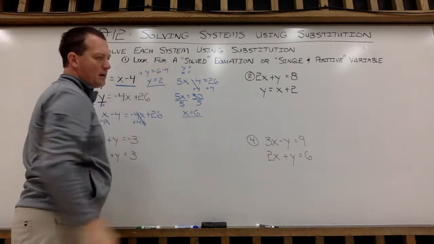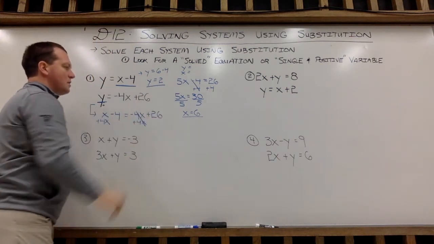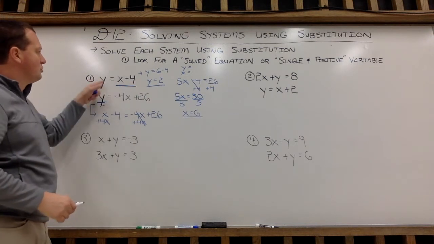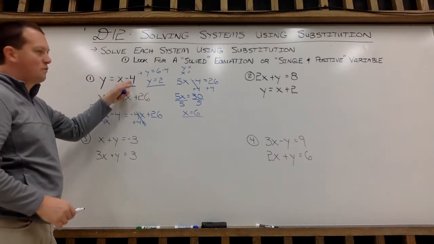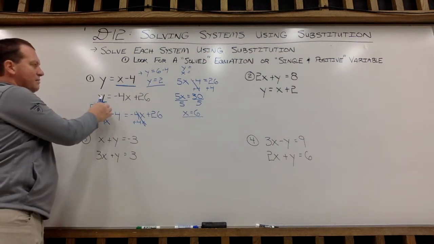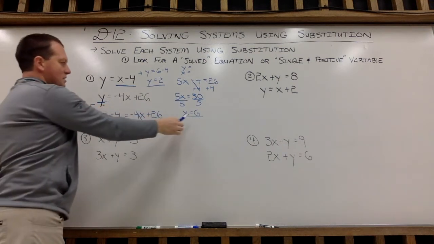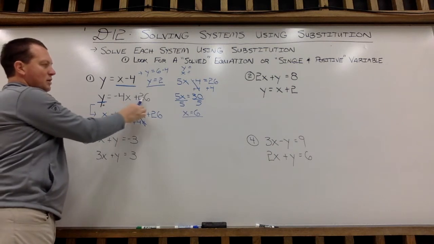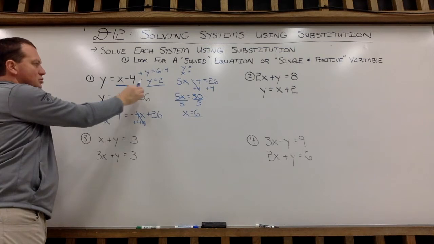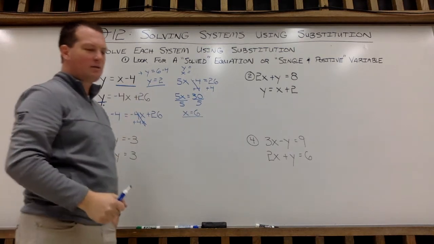How do you know if you're right? Well, plug it into both equations and make sure you get yes and yes. So is y, 2, equal to 6 minus 4? Yep, 6 minus 4 is 2. How about here? Is y, 2, equal to negative 4 times 6, negative 24, plus 26? 26 minus 24 is 2. We're good. Isn't that great?